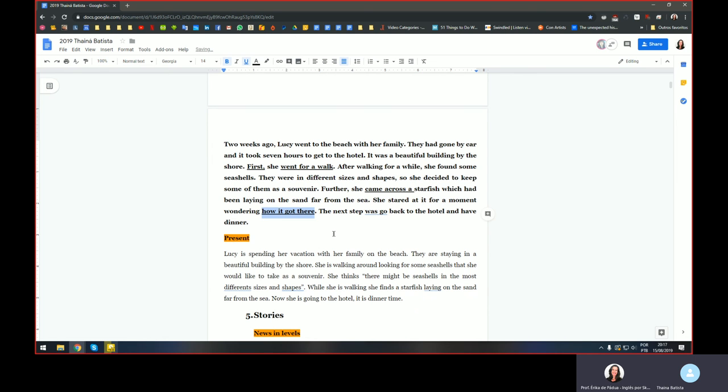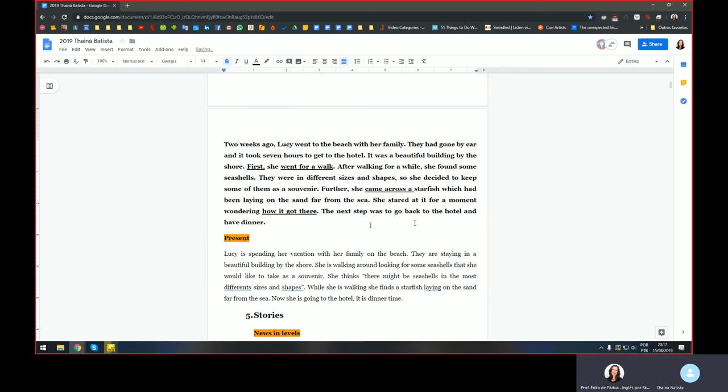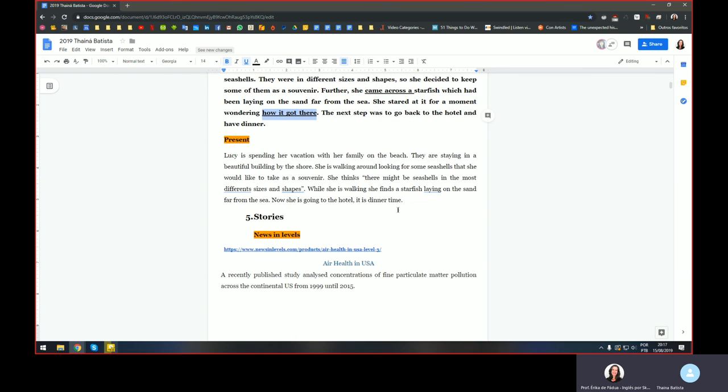The next step was to go back to the hotel and have dinner. Very good. So when you write, try to separate these connectors, these expressions that we use before the subject, with a comma, like that. Okay. And that's it, right? Go for a walk, come across something, and this is the order of the words here. The next one, let's see.